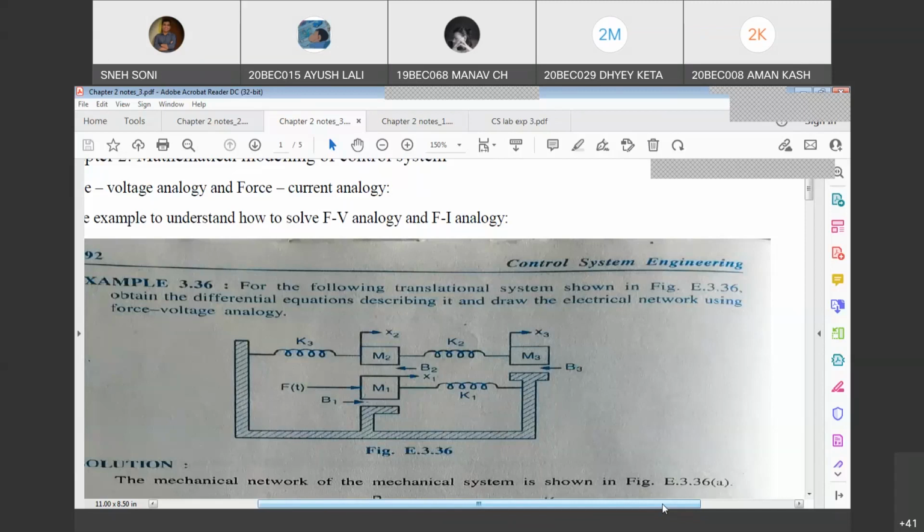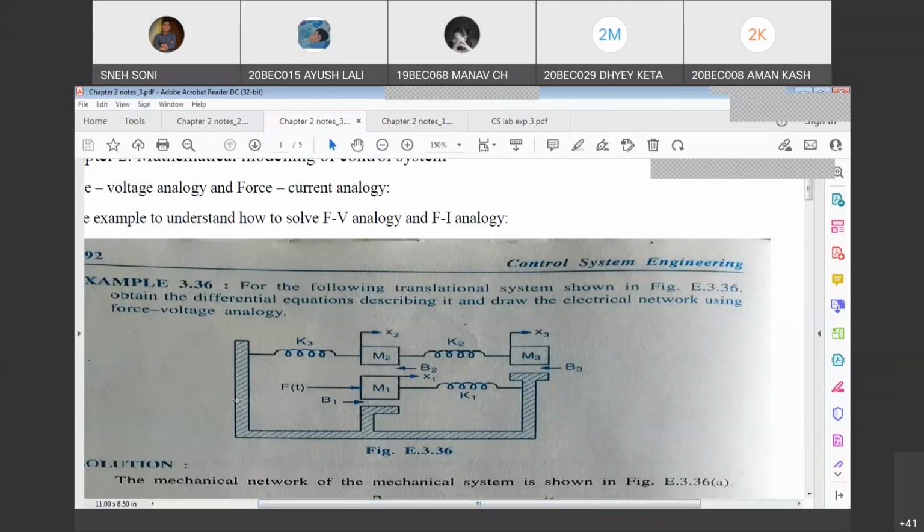Now you have to observe the system first. How many masses are there? M1, M2, M3, three masses. You are applying the force on mass M1, so in the equation of M1 you will write equals F of t. In the other two equations, of M2 and M3, you don't need to write F of t. It will be equals 0 because there is no direct force applied on M2 and M3. Then what are the other things you have to observe here? This is nothing but a rigid support.